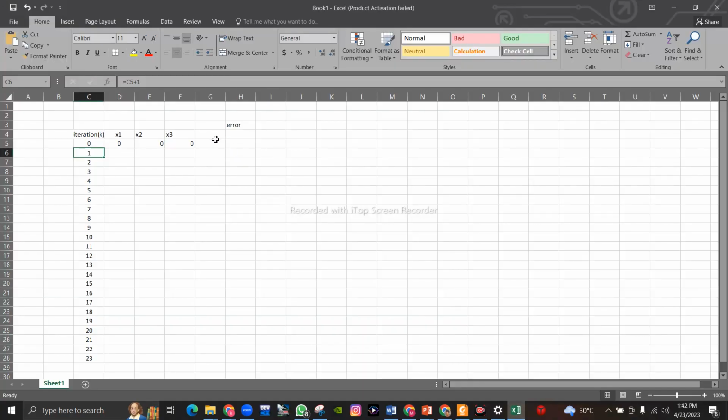Then error. We're going to have error 1, error 2, then error 3. How do you calculate your error? Your error is actually x1 new, the new value minus what is here. So let's calculate that. I click where I want it to calculate, this minus this, and I want the absolute value, that's ABS, of anything that is here minus anything that is here. So it will calculate the error like that.